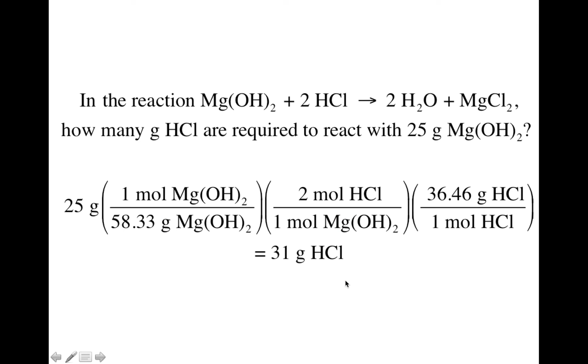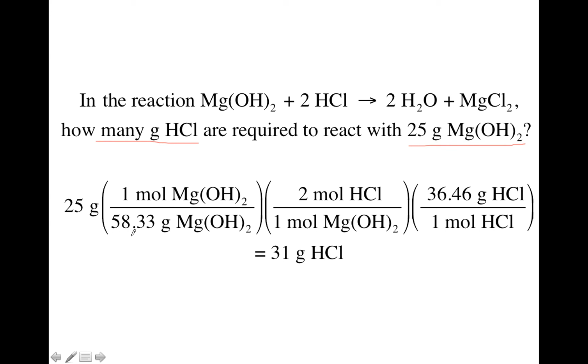so your final answer will come out in grams. In this next example, the math is going to be very similar, but in this case, the known and unknown are both on the same side of the equation. They're both on the left. So our known is Mg(OH)2. They give us the grams of that, and we're trying to find grams of HCl.